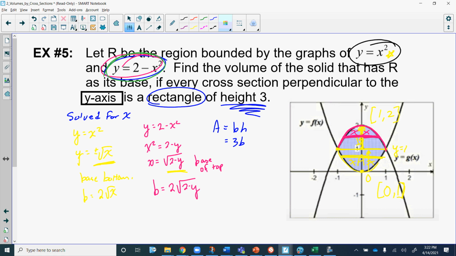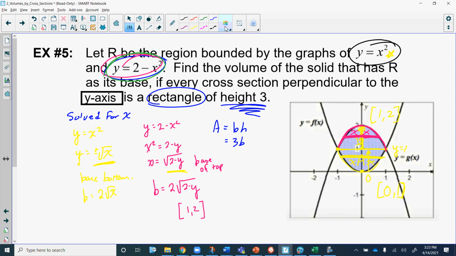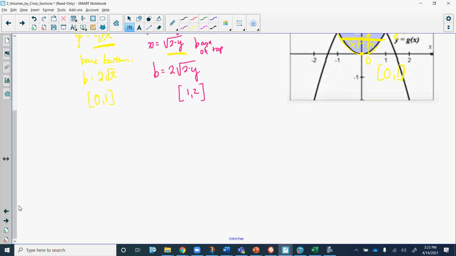So this one here on the right is going to be used for the interval from 1 to 2. And the one on the left, that I have in yellow, that will be the base of the rectangle that we use on the interval from 0 to 1. So now that we know what the intervals are going to be, what the bases of each rectangle is going to be, now we need to start doing some integration here.